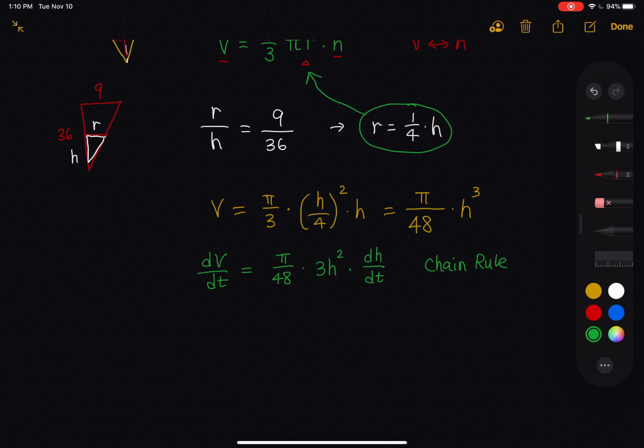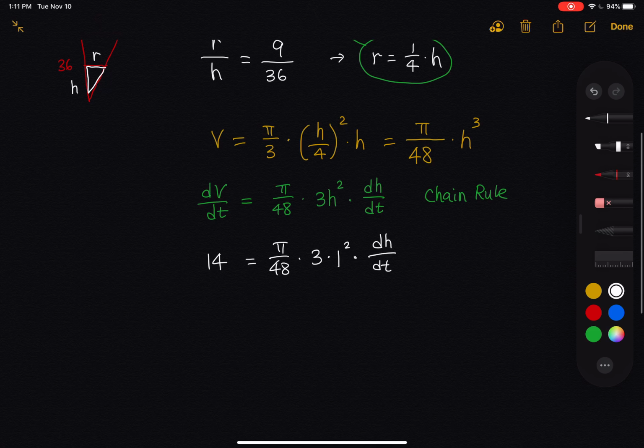Now we should be all good to plug in the numbers. dv over dt is given, it's 14. So 14 equals pi over 48 times 3 times h squared, where h at the time is 1, times dh over dt. Now we can solve for dh over dt, and you use a calculator. You can solve it exactly, but we just need an approximate: 71.3014 feet per minute.